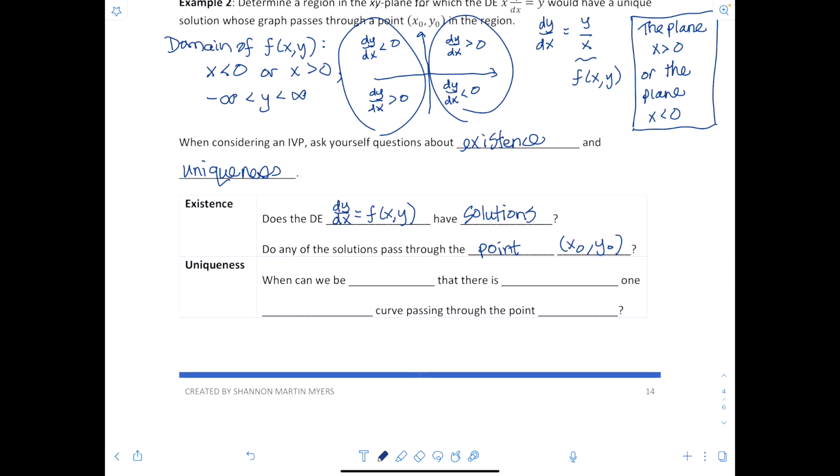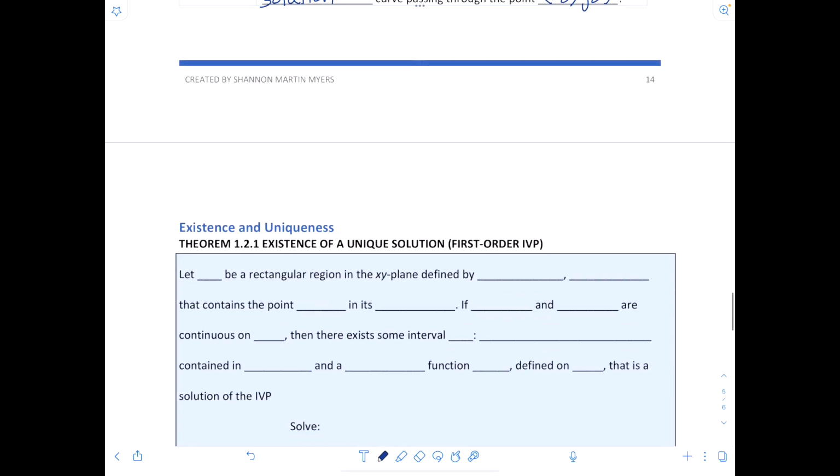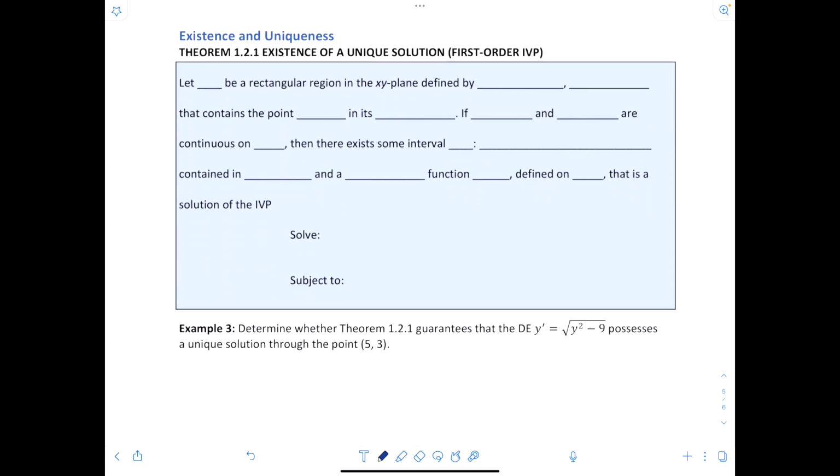Uniqueness: when can we be certain that there is precisely one solution curve passing through the point x0, y0? When do we know that? So we've got this handy dandy theorem about existence and uniqueness. So the existence of a unique solution, and these are for first order initial value problems.